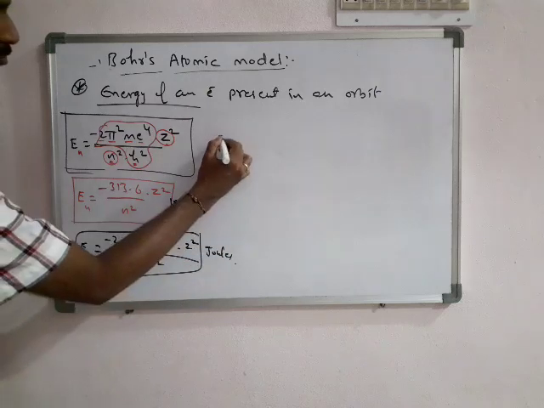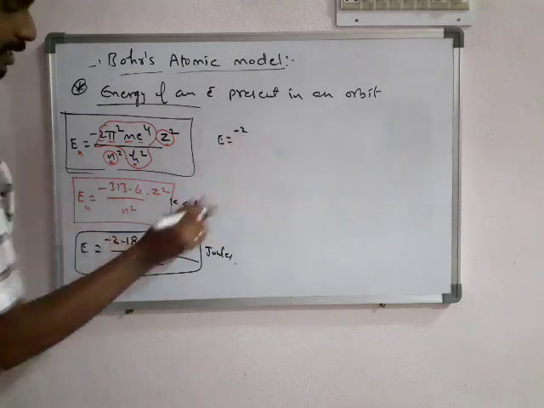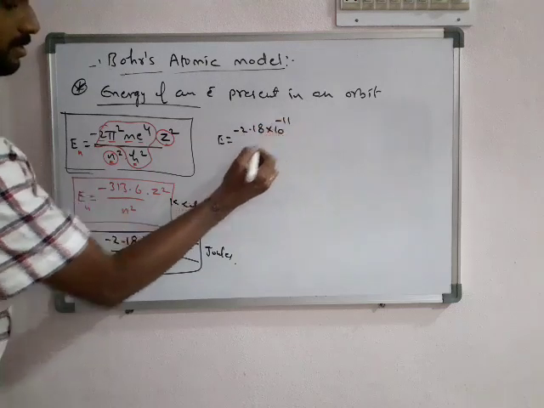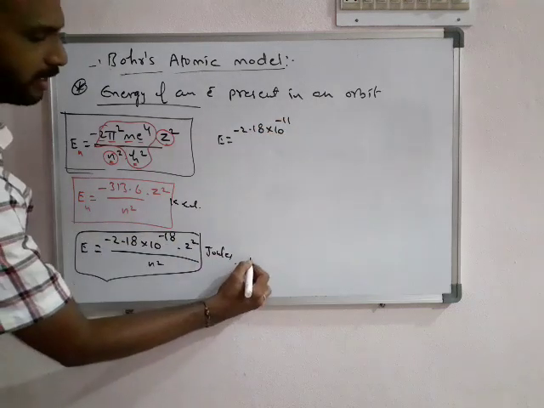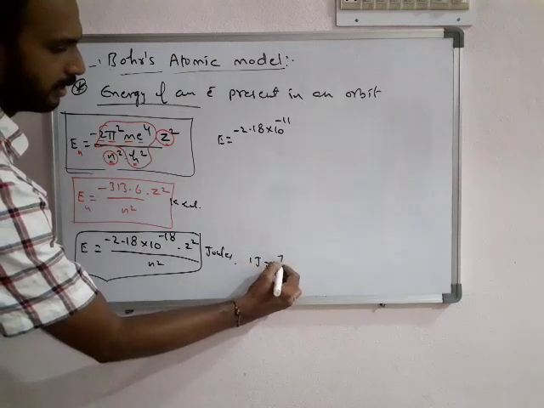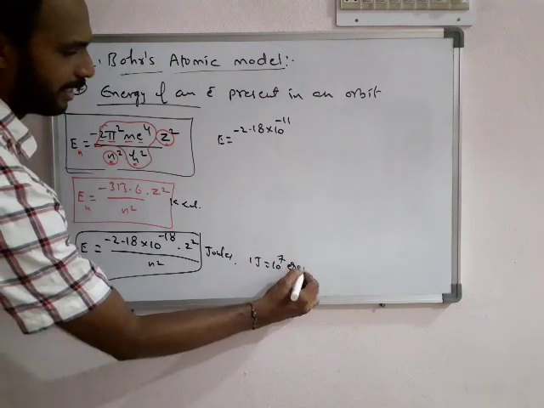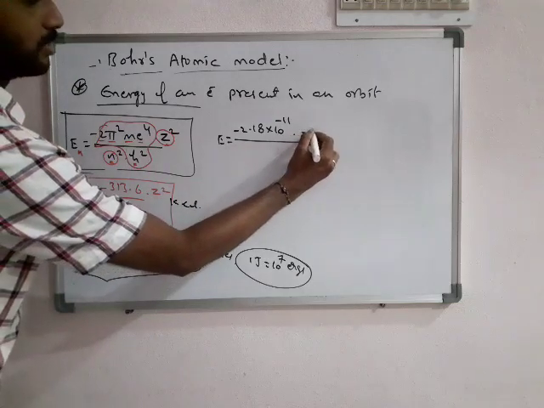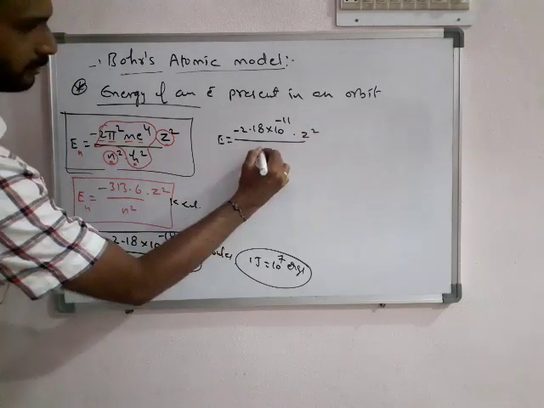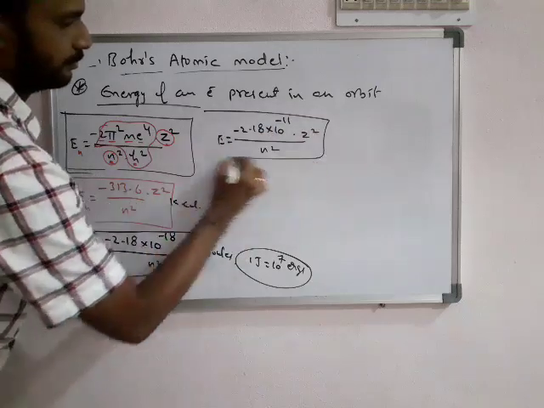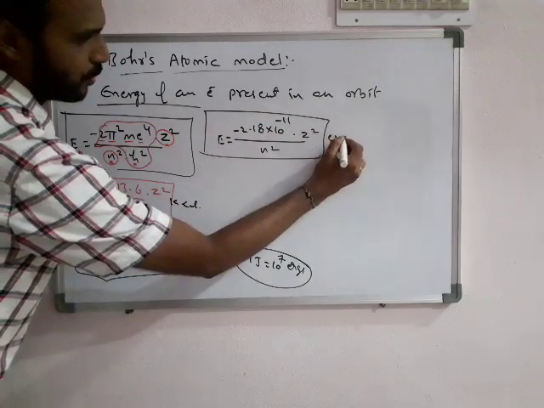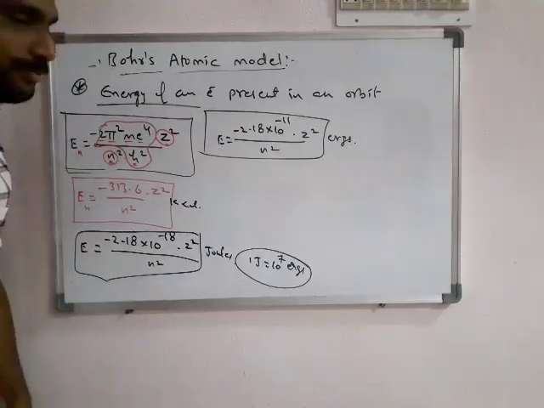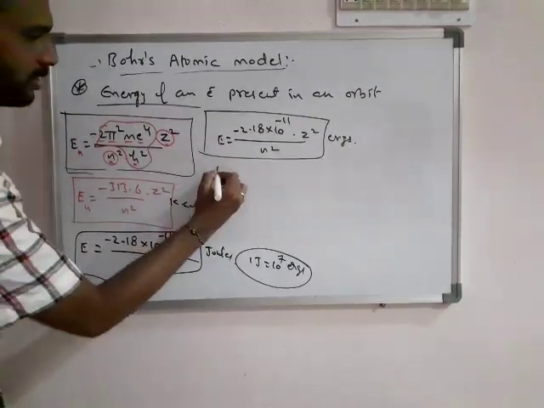If in terms of energy, E equals minus 2.18 into 10 to the power of minus 11. We know 1 joule is equal to 10 to the power of 7 ergs. So n and Z square are variables. This expression is used if you calculate the energy in terms of ergs. Okay. Now what are the relations?